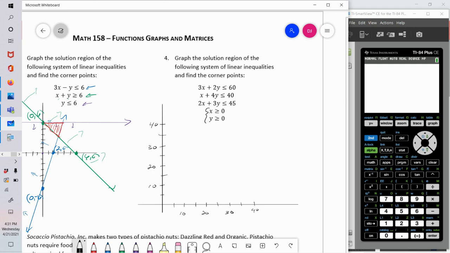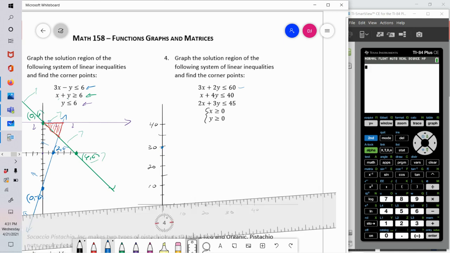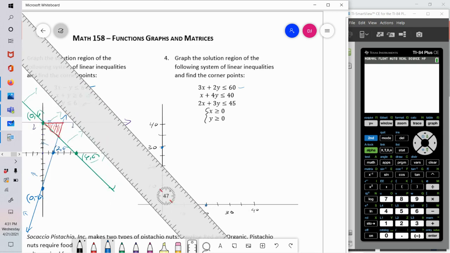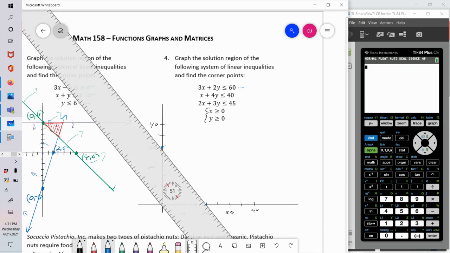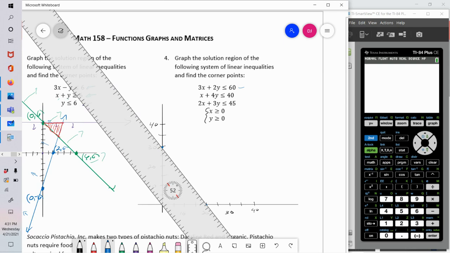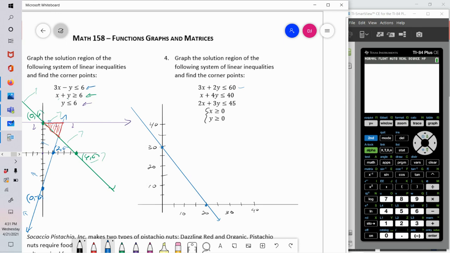Okay. Now with the first equation, if x is 0, y is 30. And if y is 0, x is 20. I really should label my x and y intercepts. I'm going to hold off at this point doing any additional labeling beyond this. Now we've already identified that x is greater than or equal to 0, so that's going to be to the right of the y-axis. Y is greater than or equal to 0, so we're going to be above the x-axis.